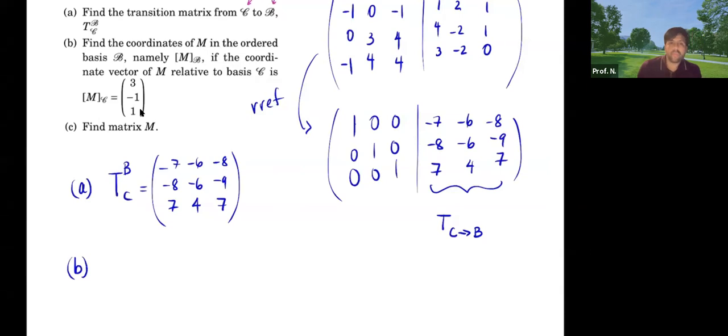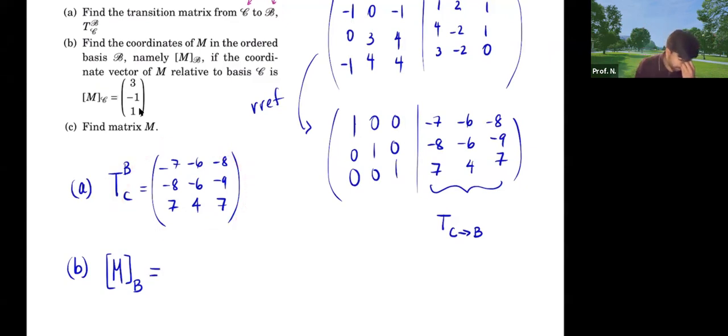What about B? It says find the coordinates of M in the ordered basis B. I want to find this. This is your coordinates relative. I want to find M relative to B, but I'm given the vector of M relative to C. I don't know what M is yet, but I know that M is written in terms of C. What do I have though? I have the matrix that takes things written in C and expresses them in terms of B. That's what this matrix does.